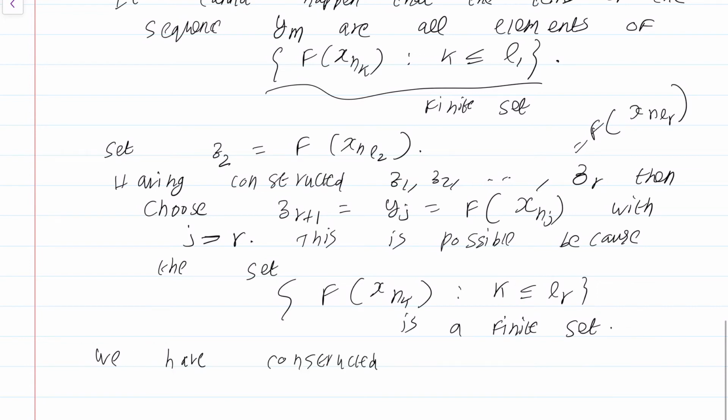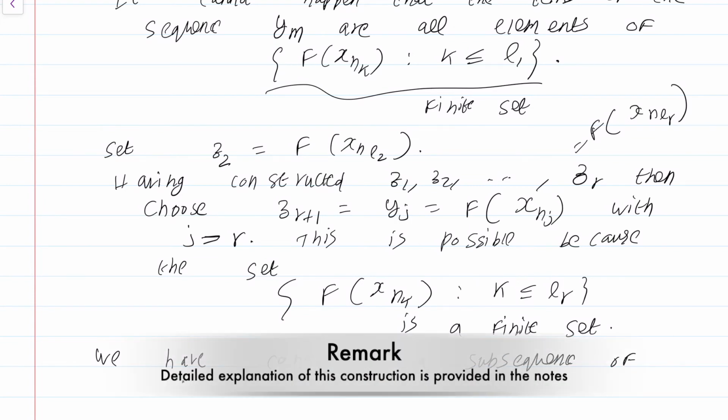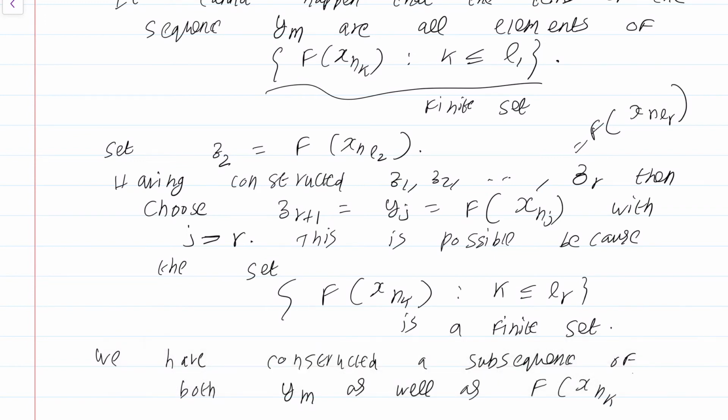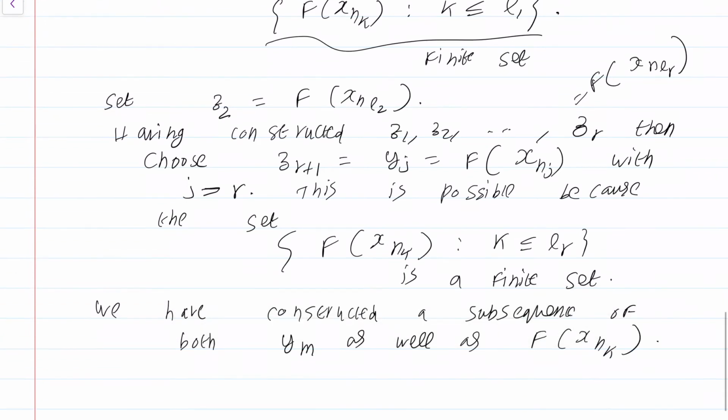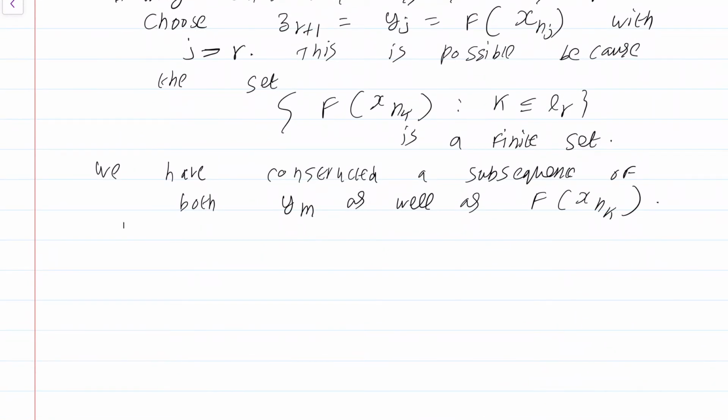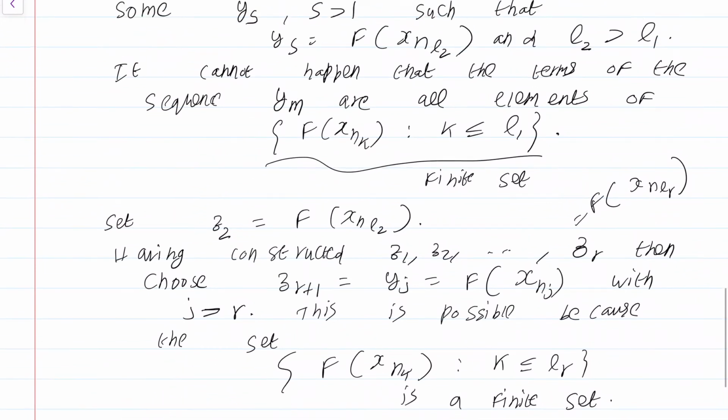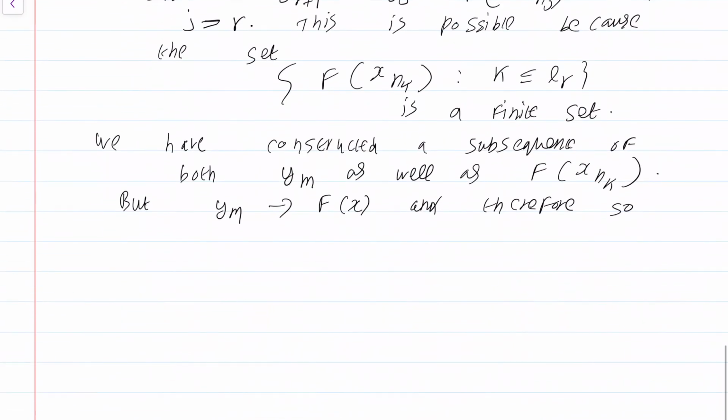Now we have constructed a subsequence of both ym as well as f of x and k. We have sort of a common subsequence of both these sequences. Okay. But ym converges to f of x, and therefore so does, what did I call this? Well, let me just call it the sequence Zr. So does the sequence Zr.